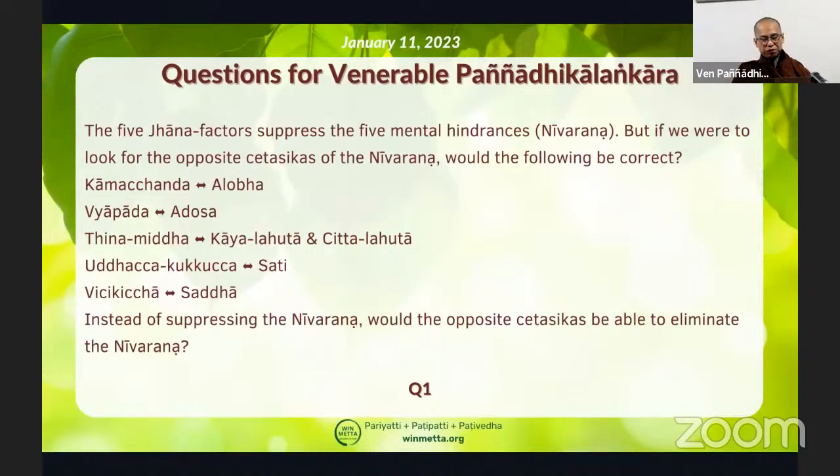The first question we have for today is: the 5 jhana factors suppress the 5 mental hindrances, nivarana, but if we were to look for the opposite cetasika of the nivarana, would the following be correct? Kamachanda to alobha, vyapada to adosa, thina-middha to kaya lahuta and citta lahuta.